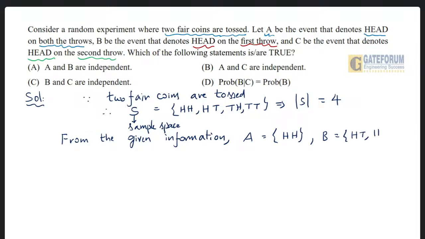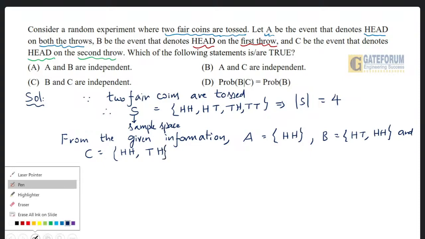Head on the first throw, not only. So head on the first throw means the second throw he has not mentioned. That means either T or H. And event C, head on the second throw. So the second throw is compulsory head. The first throw is not mentioned, so it comes either head or tail. So again, two favorable outcomes: HH, TH.